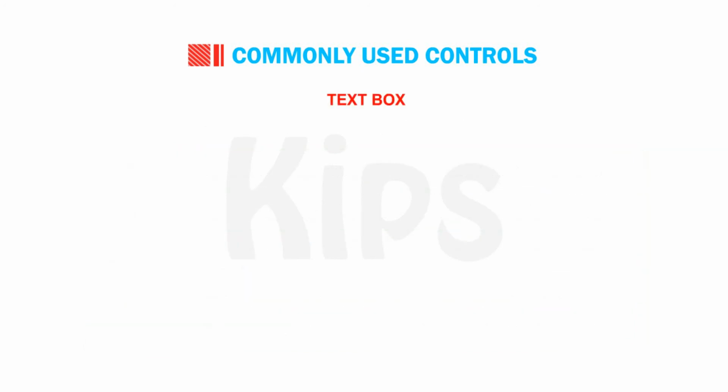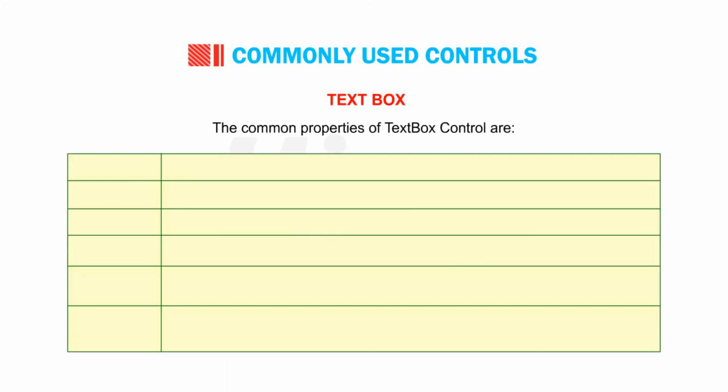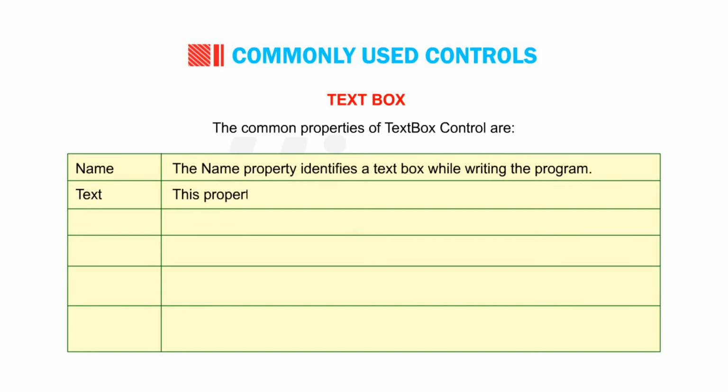Now let's learn about the text box. A text box is used to receive input from the user. We can enter text and numbers in this box. The common properties of text box control are: the name property identifies a text box while writing the program. Text property contains the text which is displayed in the text box.